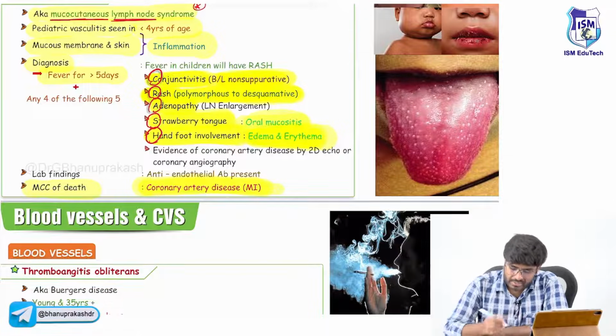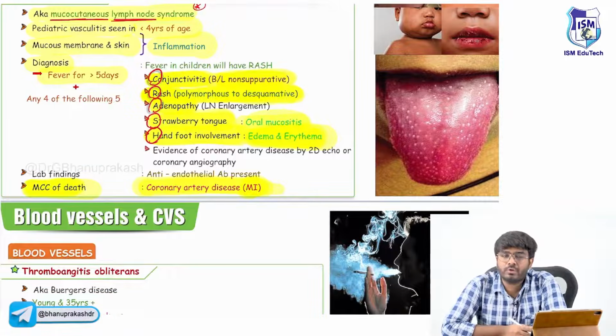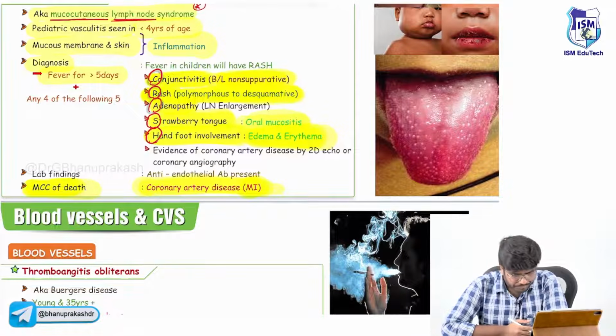So coronary artery involvement can lead to myocardial infarction, and that myocardial infarction in such a small baby can lead to death. So when a small boy is having myocardial infarction, you should think that maybe he might be suffering from Kawasaki disease. Okay, coronary arteries are most commonly involved.